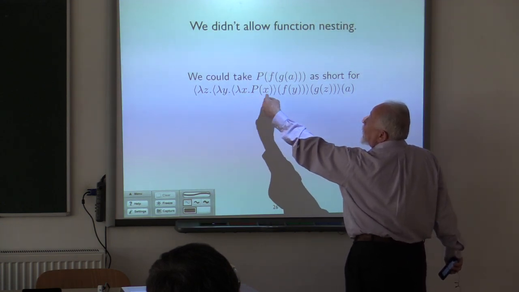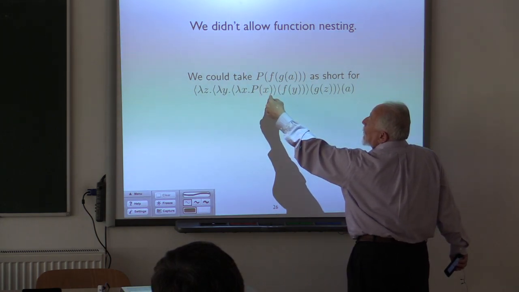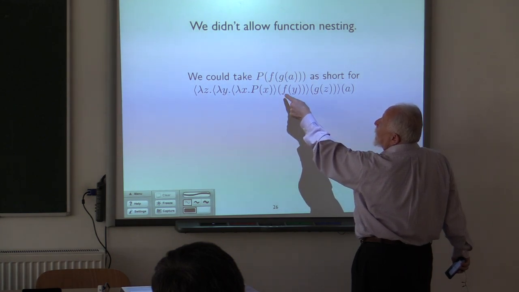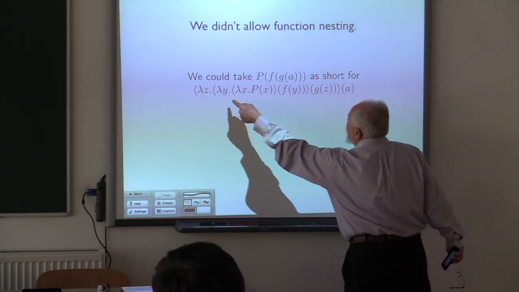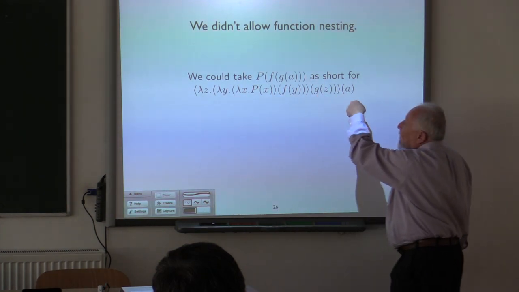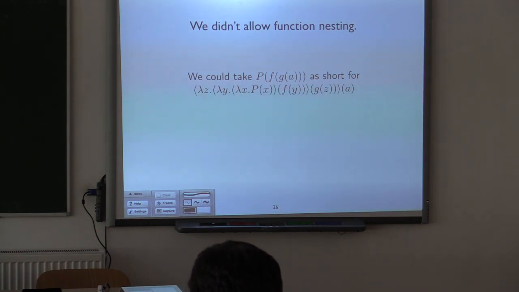So the predicate P holds of X, and X gets as its value this, which is F applied to Y, which gets as its value this, which is G applied to Z, which gets as its value A. So all of these are evaluated at the world you're at. And that top thing is a natural abbreviation for the bottom thing.